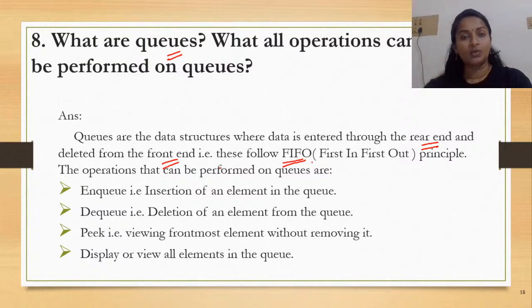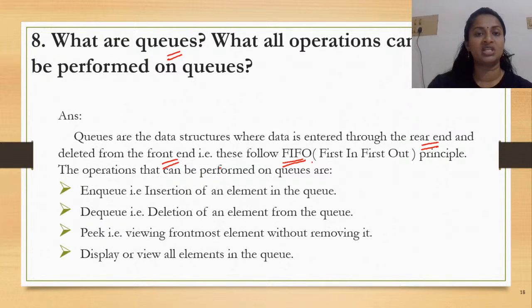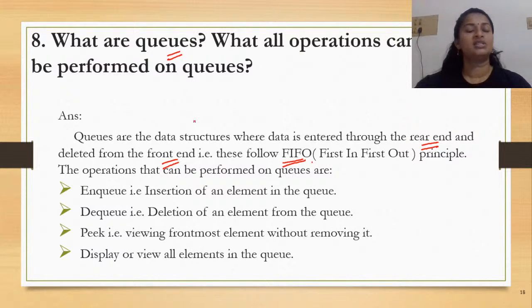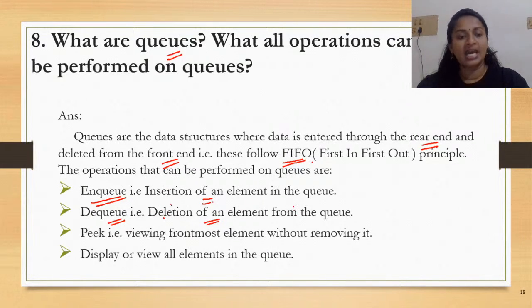Now, when we learn stack, we also learn the term associated with insertion operation, which was the term push. And in the case of deletion, the term associated was pop, right? So similarly, in the case of queue, the insertion of an element is called enqueue operation, and deletion of an element is called dequeue. These are the terms associated with insertion and deletion respectively in the case of queue. What is it? Enqueue for insertion and dequeue for deletion.